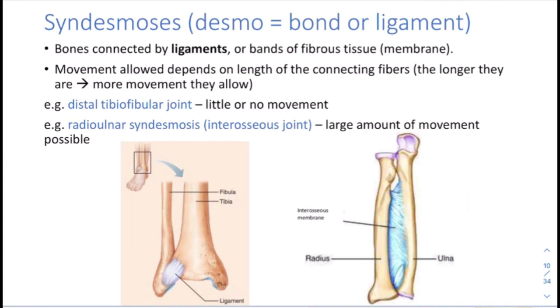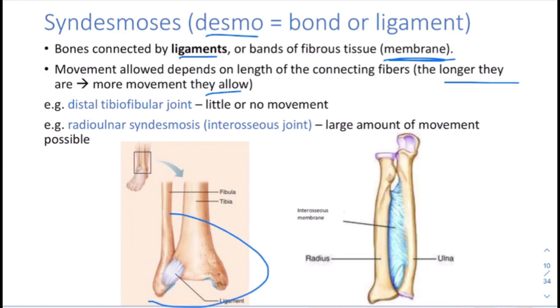So syndesmoses, like I said, desmo means bond or ligament. So syndesmoses are bones connected by ligaments or bands of fibrous tissue, basically membrane. So bones connected by ligaments or membrane are syndesmoses. The movement allowed depends on the length of the connecting fibers. So the longer the fiber is, the more movement is allowed, and we'll talk about examples.